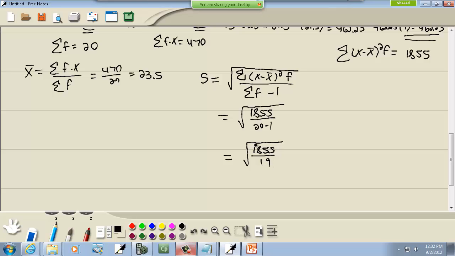And now I'll go to my calculator. So I got the square root of 1855 divided by 19. And we've got 9.880869342. Okay, so that's approximately 9.9 for S.